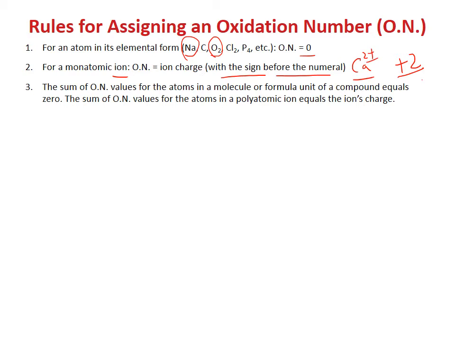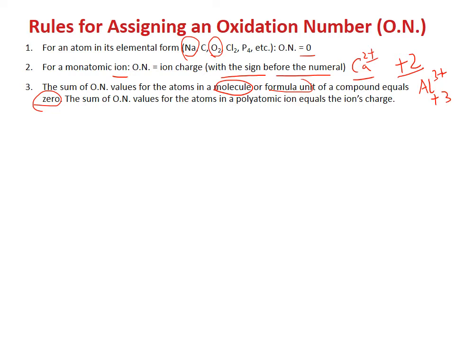Another example is aluminum 3+. That's the ion charge, but the oxidation number is +3. The sum of the oxidation number values for the atoms in a molecule or formula unit of a compound equals 0. This is because a molecule is neutral, so the sum of the oxidation numbers should be 0.